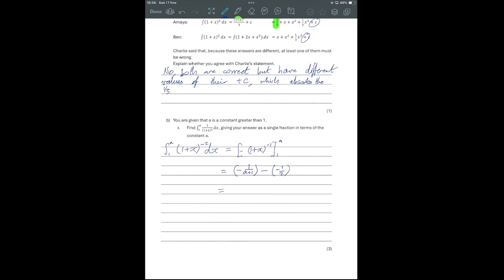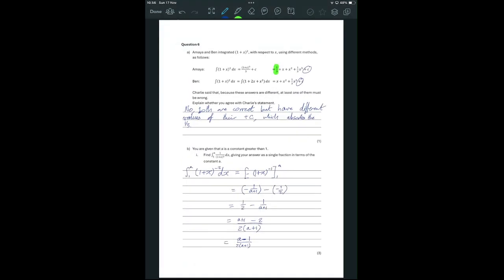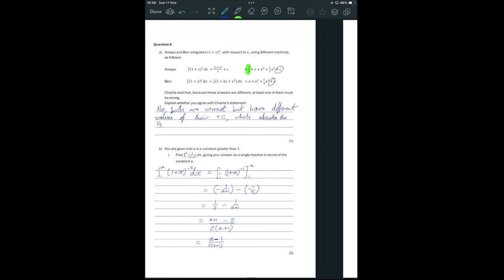It wants it as a single fraction, so we've still got to do a little bit more work. I'm going to deal with all the brackets first. My common denominator is going to be 2 lots of a plus 1. So there'll be an a plus 1 on the first, subtract 2, or a minus 1 over 2 lots of a plus 1. Again, just some careful algebra being applied there.